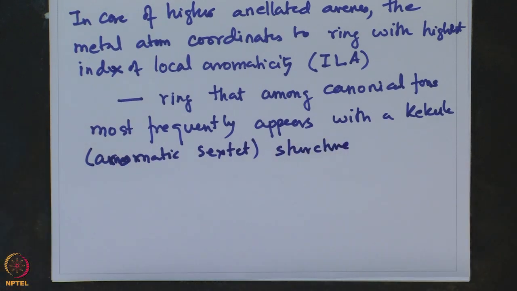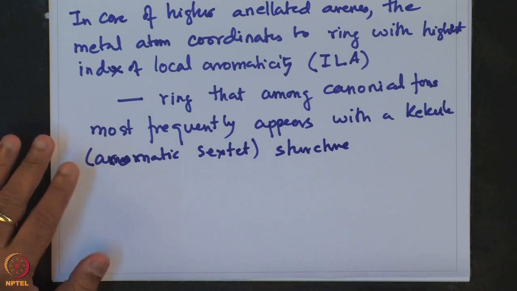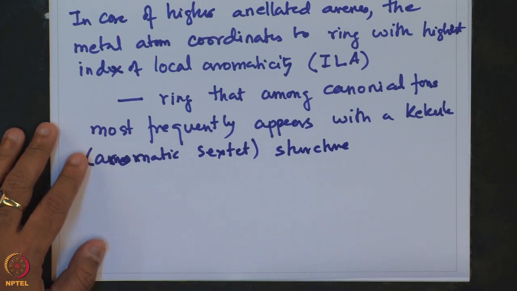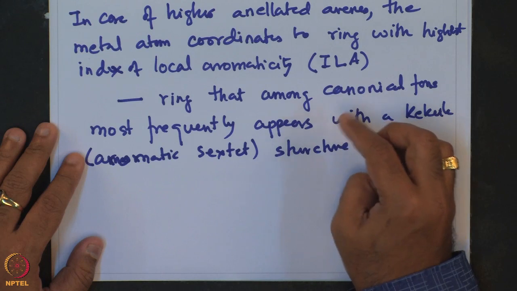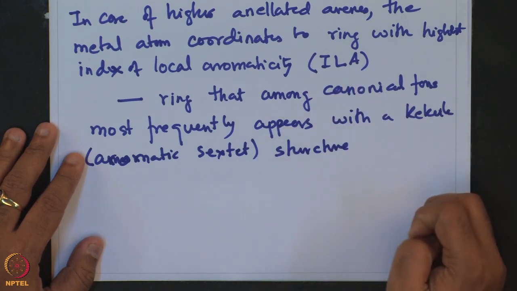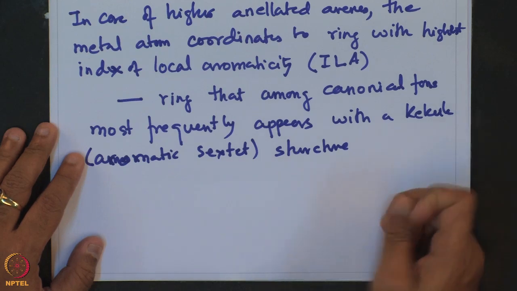So, this is an interesting observation. What it says is that when you have annulated rings where there are multiple 6 membered arene rings conjoined together, then the question is which of these rings the metal would coordinate to, and the answer to that is the metal prefers to bind to the aromatic ring which will have the highest index of local aromaticity, or rather which is popularly known as ILA. And ILA means that when you draw the canonical structures of this whole conjugated system, the ring which will most frequently appear in the Kekule aromatic sextet structure, that is the ring which would ultimately end up binding to the metal.